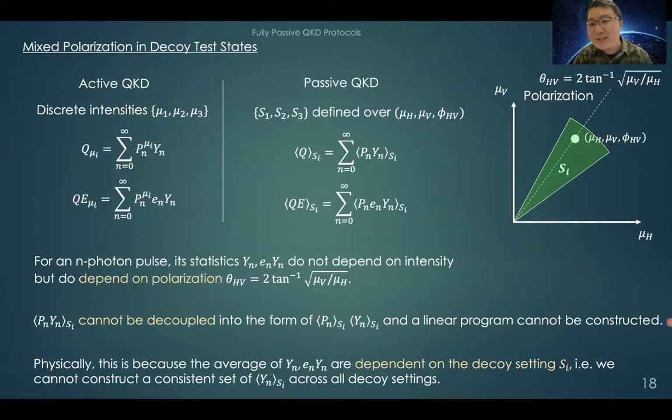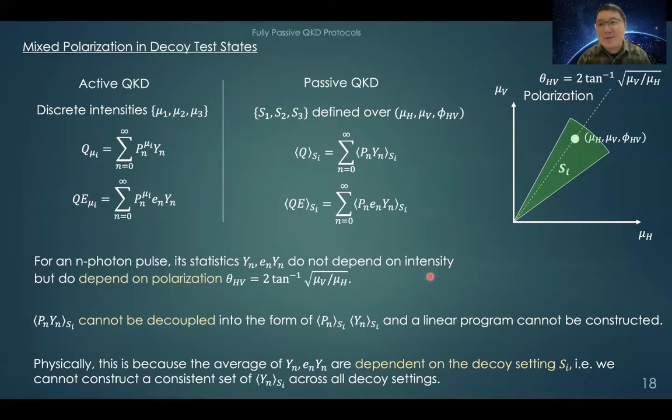So you can't really construct a linear program anymore because you can't have a consistent set of average Yn over all decoy settings. Physically, this is actually understandable because, as we said, the average of Yn depends on the decoy setting. And incidentally, each decoy setting might have a different polar distribution, which means the average of Yn would actually be different. And if they're different, of course, you don't have a consistent set of variables for each one of the linear equations, then you can't construct a linear program anymore.